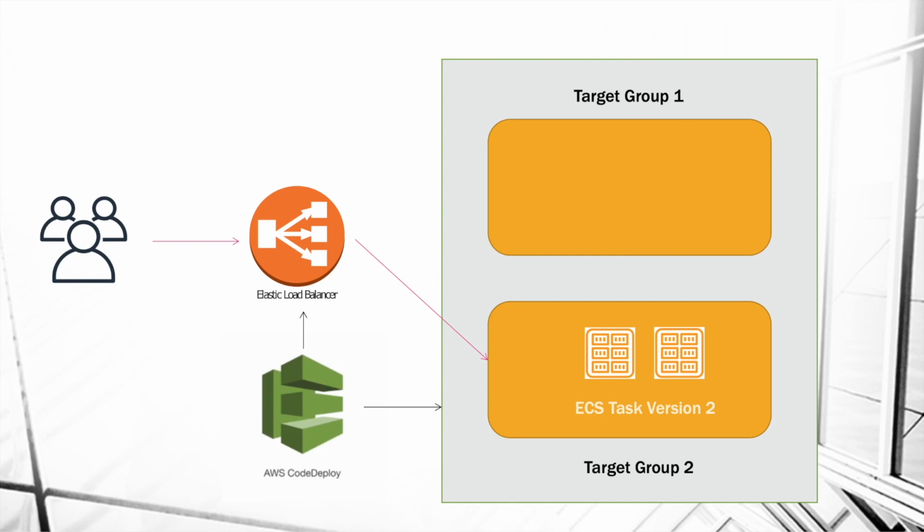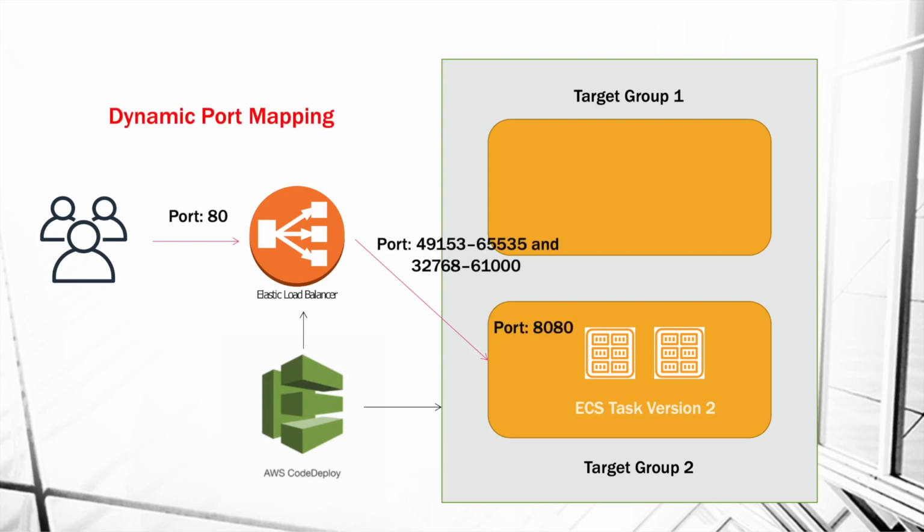You should notice that the host port is automatically assigned during the deployment. We call this the dynamic port mapping. With the dynamic port mapping, we can run multiple tasks on the ECS service. Your container will automatically receive a host port in the ephemeral port range. The ALB will then direct the traffic to the container through this assigned port. I will show you all these details in the demo.